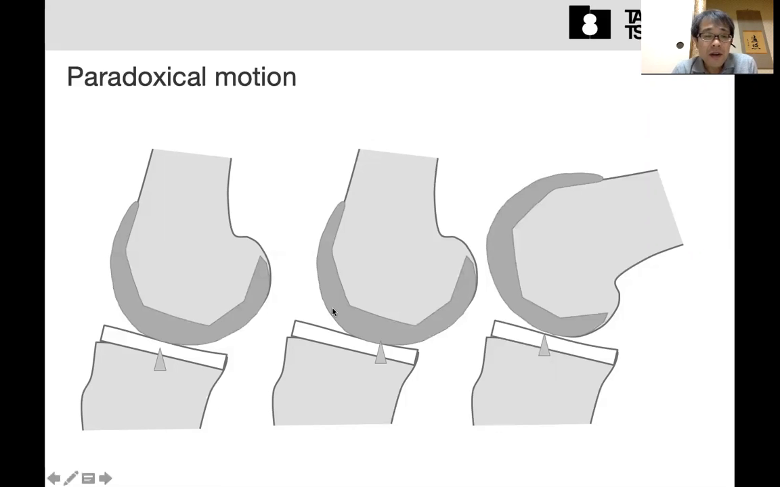This is the normal situation with the intact ACL. After the cut of the ACL, because most TKA needs to cut the ACL, that can cause anterior translation. In addition, most CR knees have a posterior slope that can also cause anterior translation of the tibia.